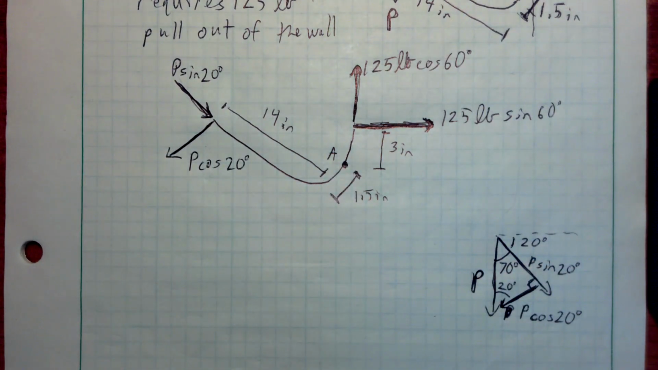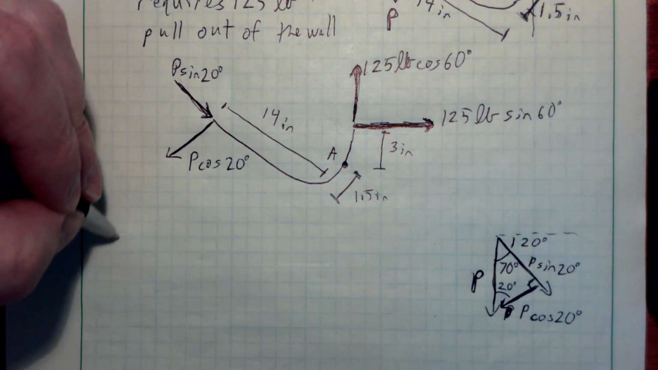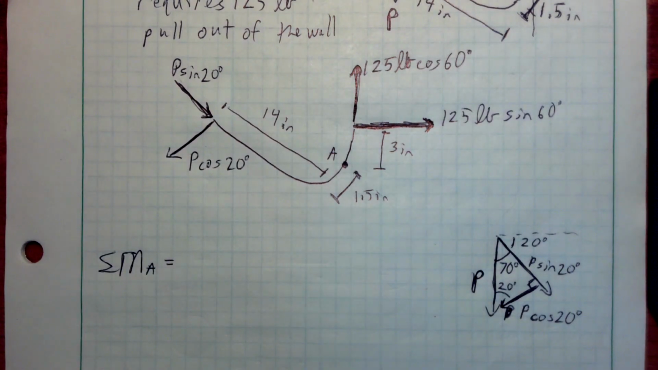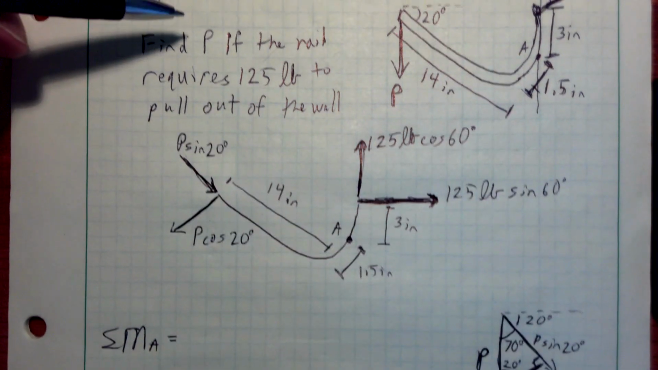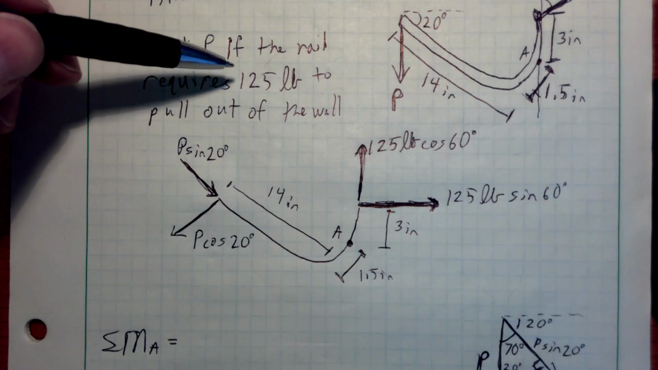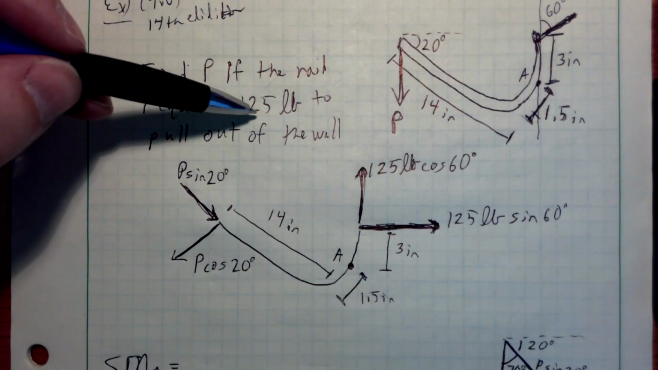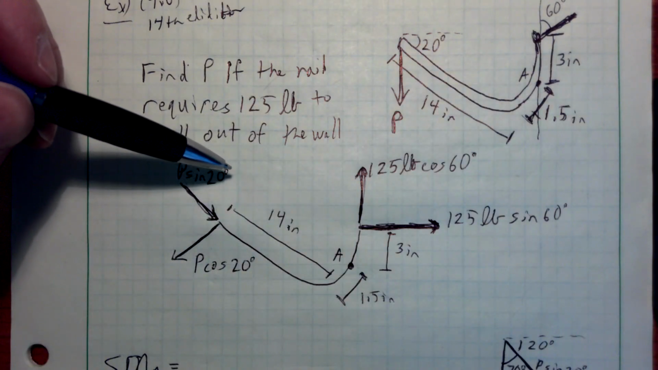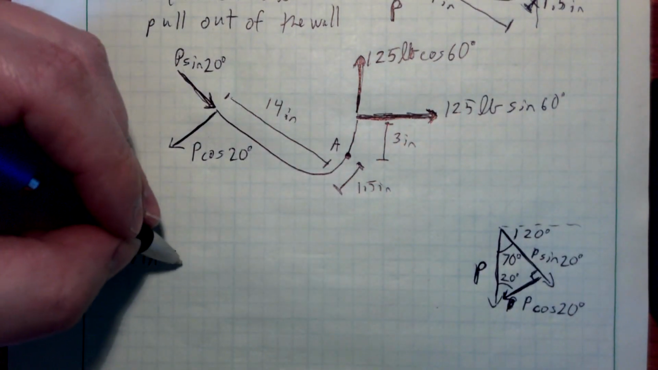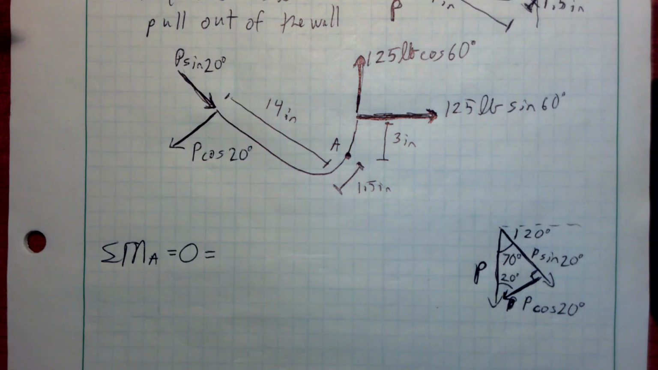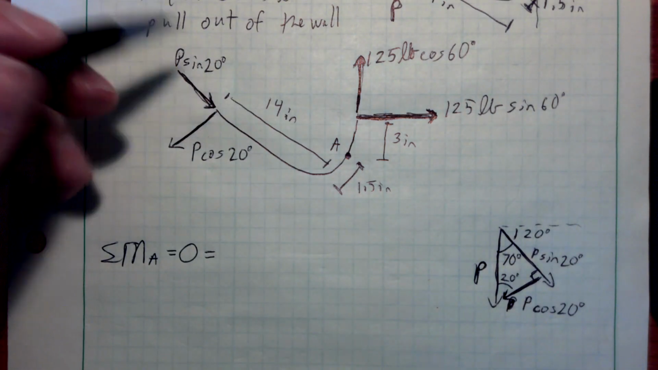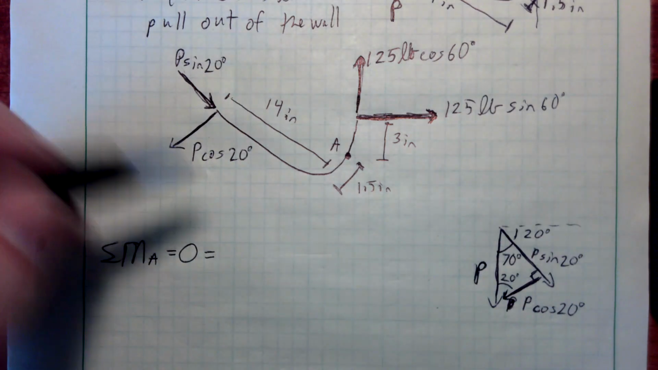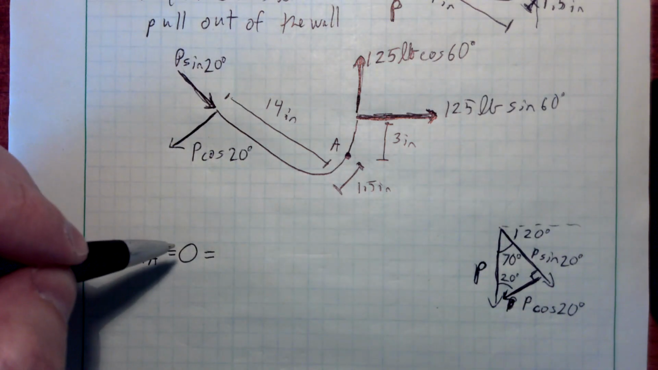And then what I can do is take my sum of moments about A. And here's the thing. I want to find P, the minimum P to pull this nail out of the wall if it requires 125 pounds to just get it started pulling out of the wall. How much do I actually need? Well, I would get right to the point where I start to break it loose. That would be where, if I apply just enough P to get this nail out of the wall on the other end, that's when I have essentially a sum of moments equal to zero.